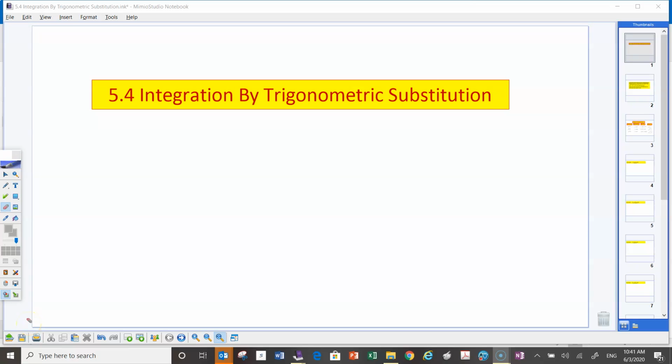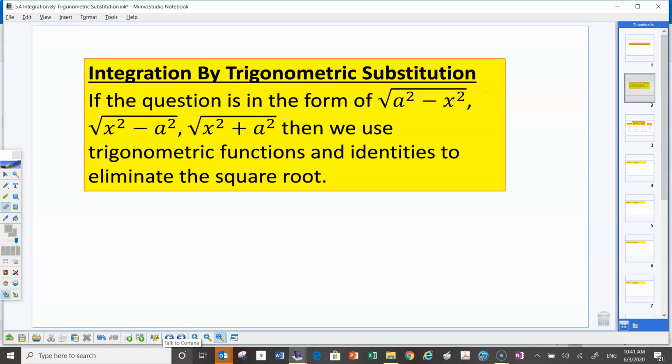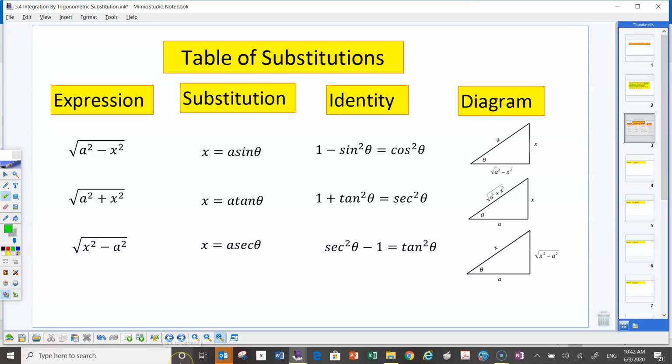In today's lesson, we're going to cover our last form of integration, which is integration by trig substitution. When we're doing integration by trig substitution, our questions are going to be in the form of the square root of a squared minus x squared, the square root of x squared minus a squared, or the square root of x squared plus a squared. If they are in those three forms, we're going to look at these three rows in our table to help us with the integration.